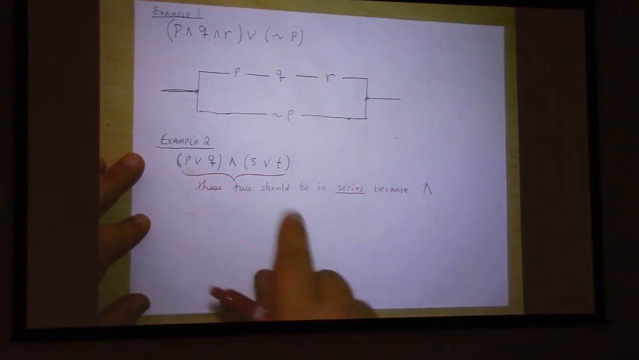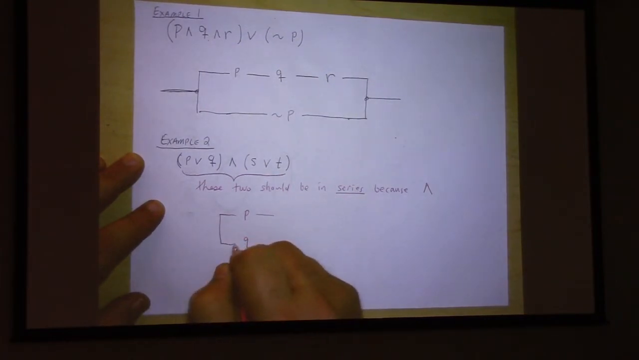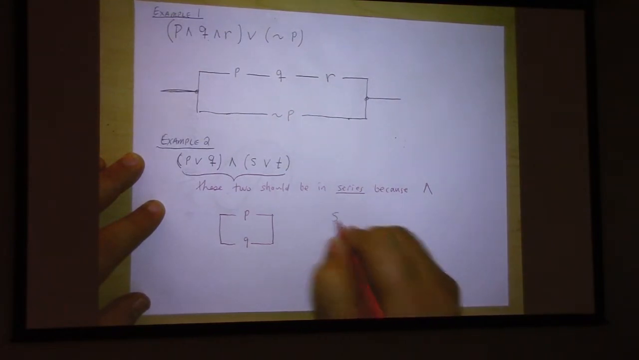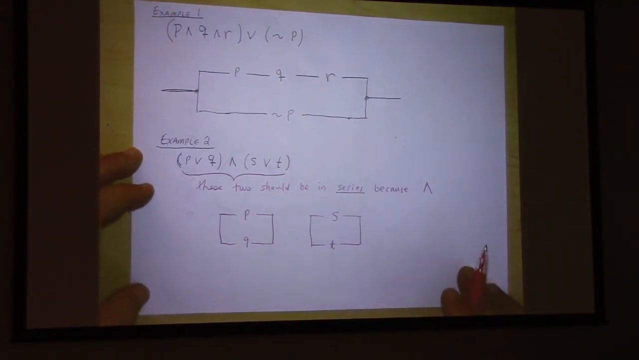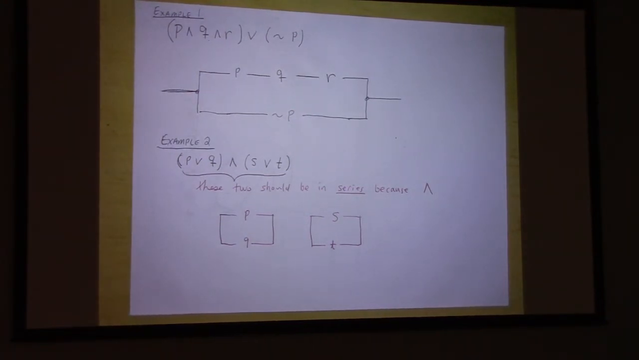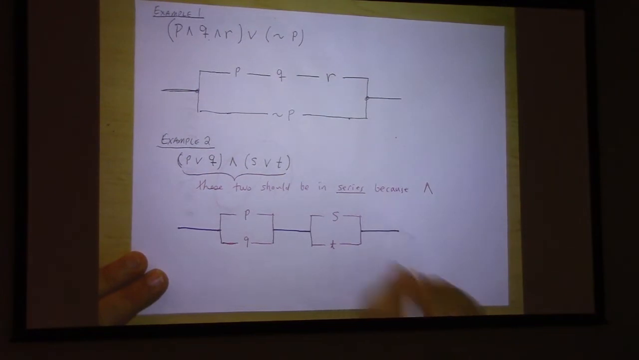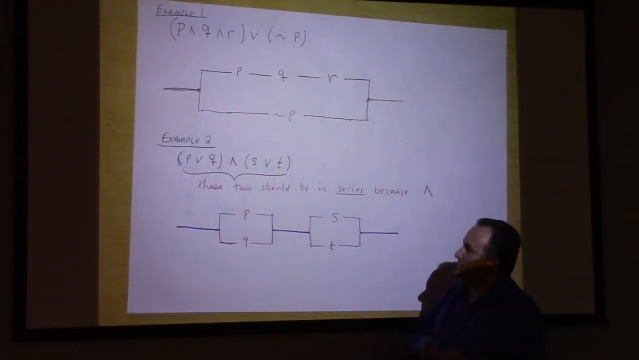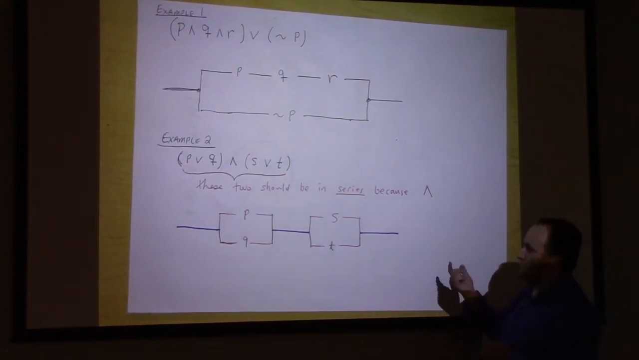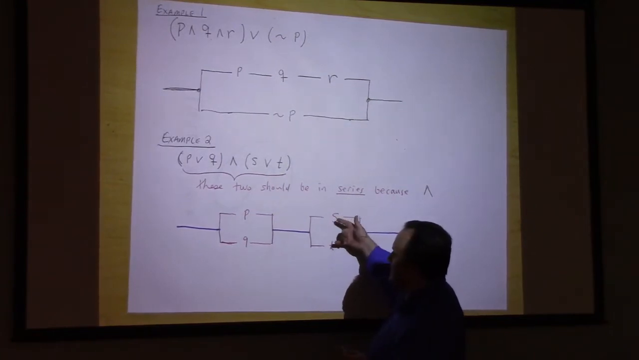Okay, so how do you get P or Q? We want the P and the Q to be in parallel. So that is this piece, and then the S or the T, same thing. All right, like this. So this is both what I've written there. That's the P or Q. That's the S or T, the corresponding circuits, and then I put those in series. And so there you go. That would be a circuit of switches, which would be logically equivalent to this logical sentence here. The only way for a current to flow is if at least one of P or Q is closed, right? And if at least one of S or T is closed, then you can get all the way through, all right?